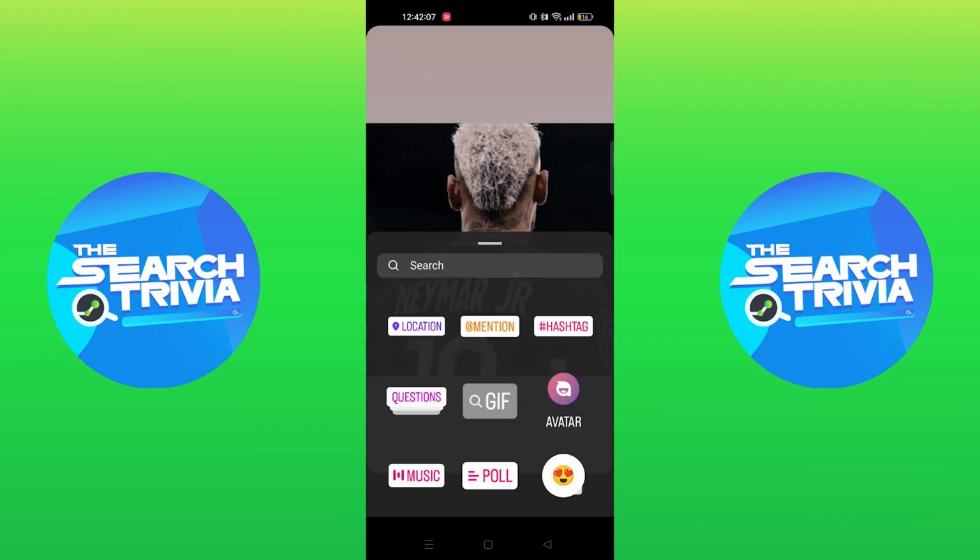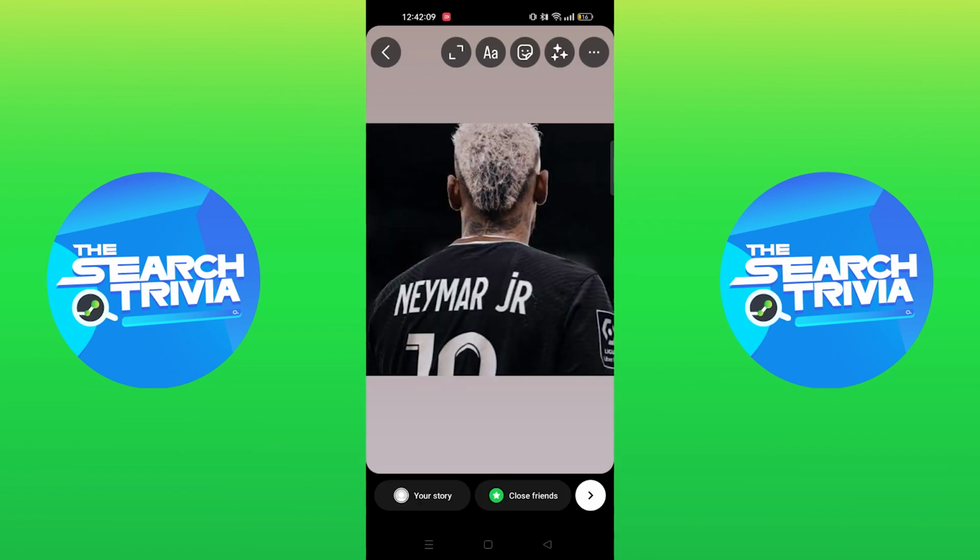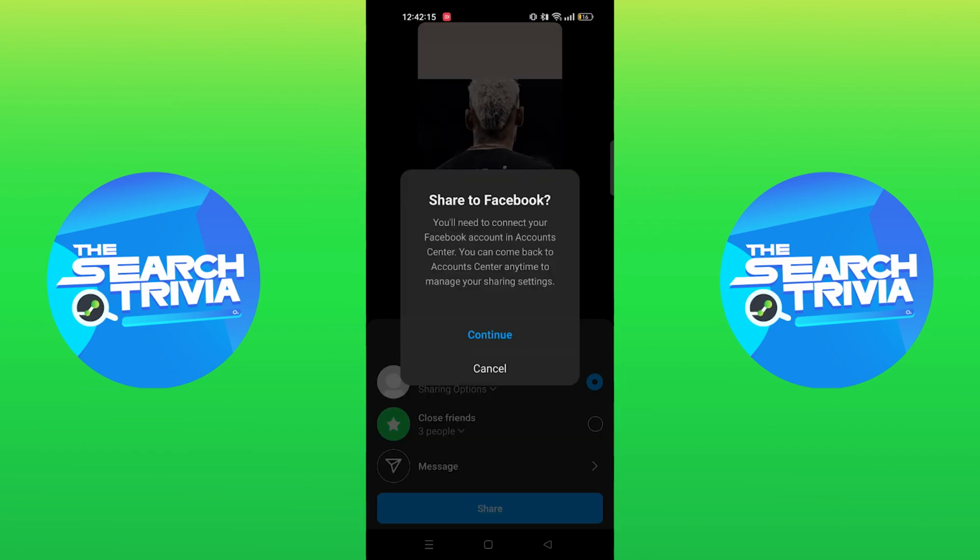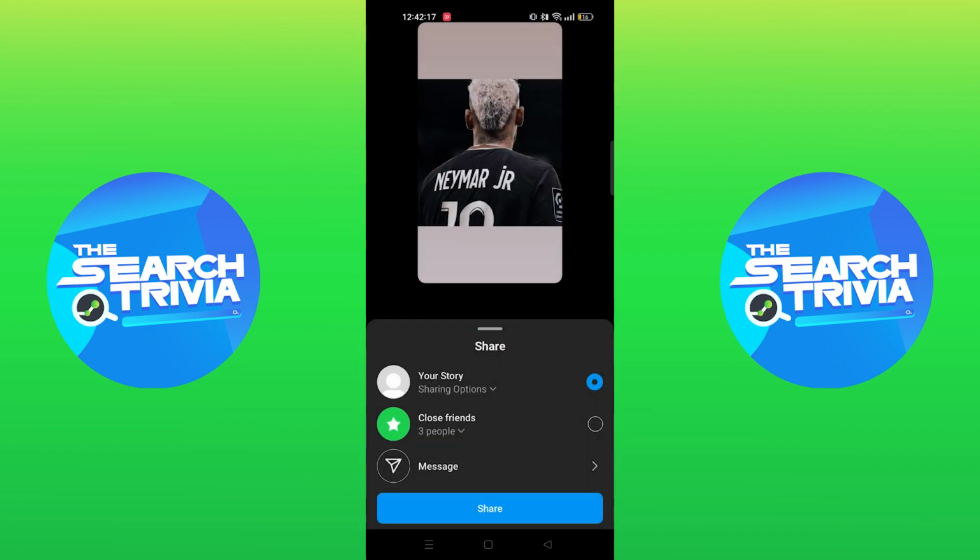Tap the right arrow icon. Here, tap on Share. Then, by tapping Continue, your story will be posted.